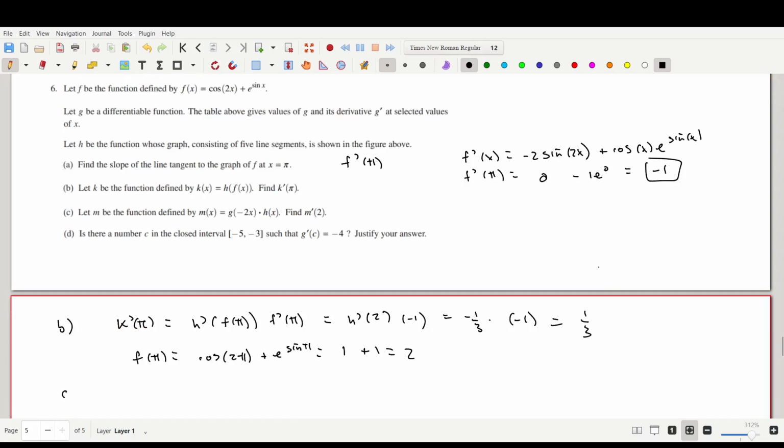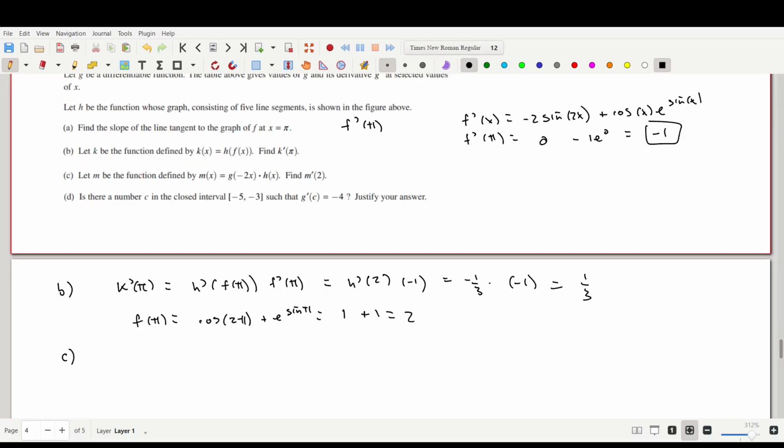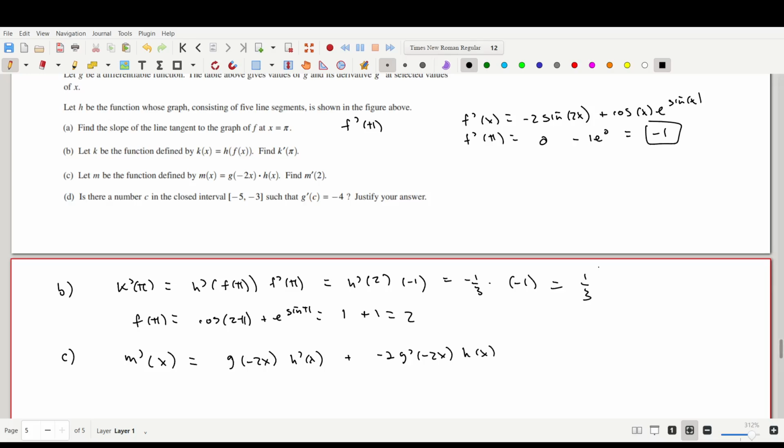All right, C. Let m be the function defined by g of negative 2x times h of x, find m prime of 2. So m prime of x, I'll do that one first, is a chain and product, which is very annoying. A product in a chain, very annoying. So g of negative 2x times h prime of x plus negative 2g prime of negative 2x, that's a chain rule, and then h of x. All right, now m prime of 2 is g of negative 4, h prime of 2, minus 2g prime of negative 4, h of 2.